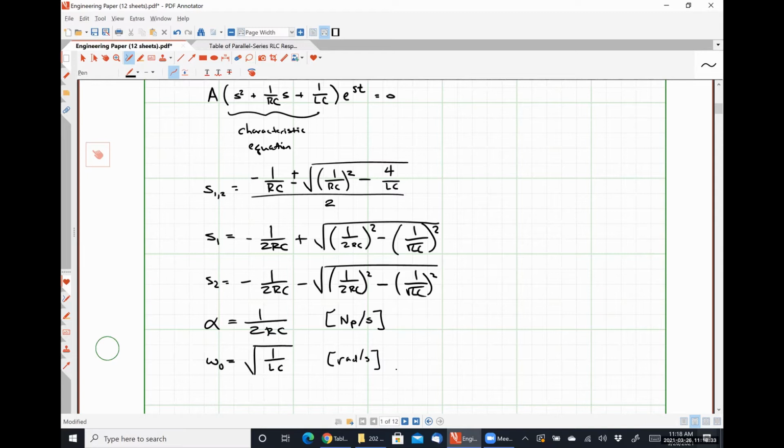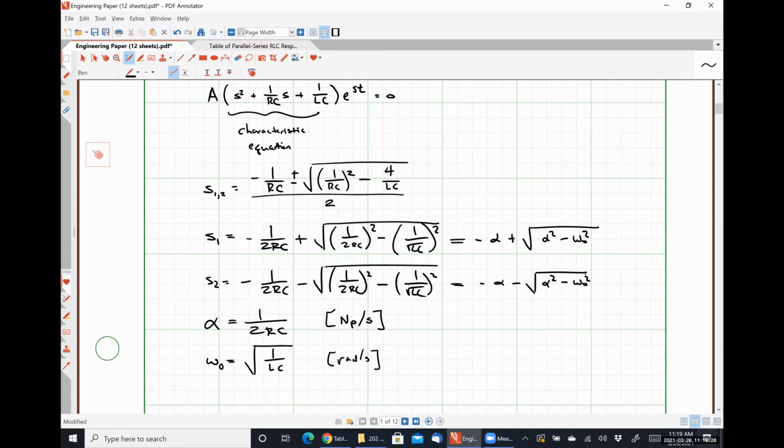It is representative of the oscillations that we are going to see when we look at these transient analysis conditions. So if I substitute alpha and omega naught into my equations for S1 and S2, I get S1 equals negative alpha plus the square root of alpha squared minus omega naught squared, and S2 equals negative alpha minus the square root of alpha squared minus omega naught squared. So these are the real definitions of S1 and S2 that we're going to wind up using.